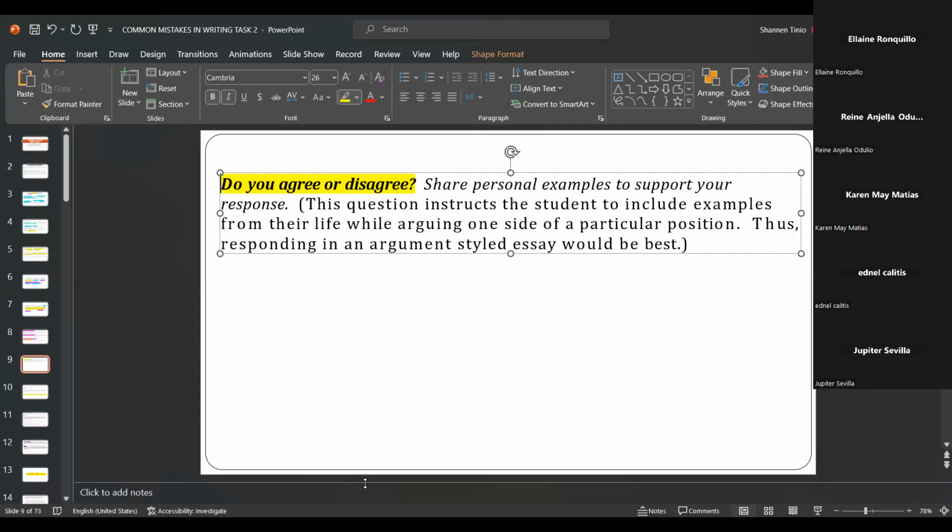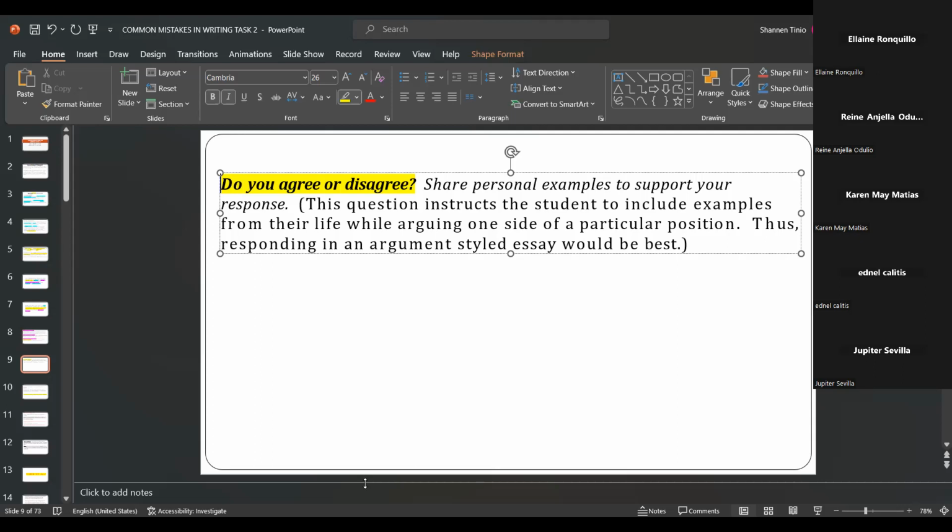Choose whether you agree or disagree on a certain subject and justify your answer. When we say justify, provide reasons to make me believe why you agree. To persuade the reader or the listener, why did you agree or disagree on a certain subject?